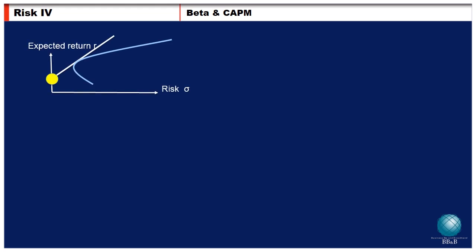Risk IV: Beta and CAPM. We now have the market portfolio that is the most efficient. But even this portfolio still has a certain amount of risk. This risk is called non-diversifiable risk.